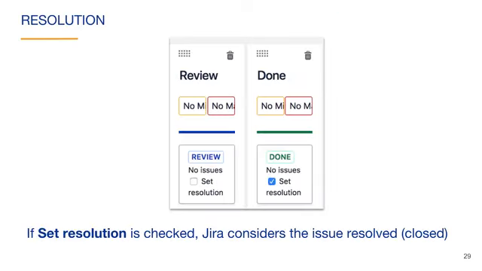When you are configuring the columns under board settings, there is a Set Resolution checkbox for each status. If Set Resolution is checked, Jira considers the issue resolved or closed when the issue is in the associated status. This sets a value for the field named Resolution to Done. We don't want to check the box for the review column because the issue is still open while we are reviewing it.